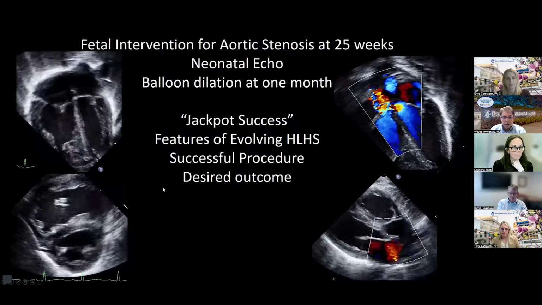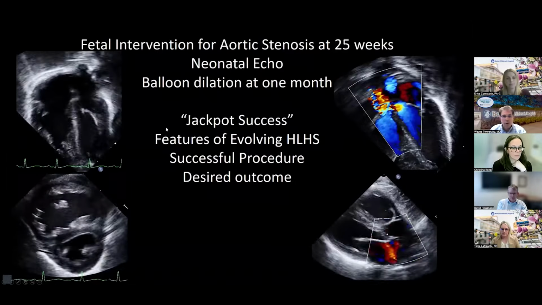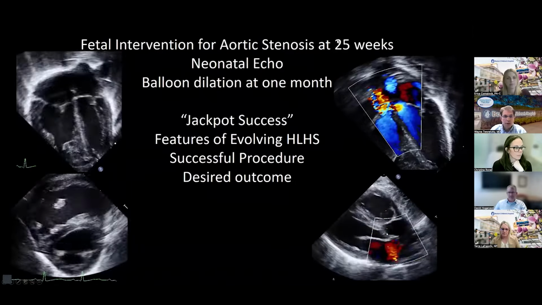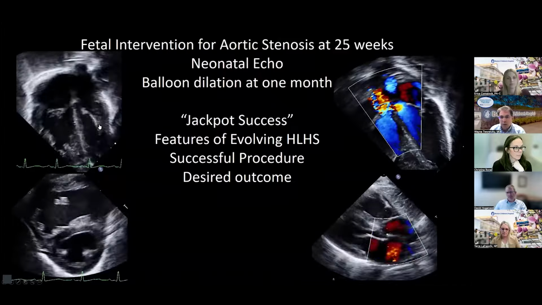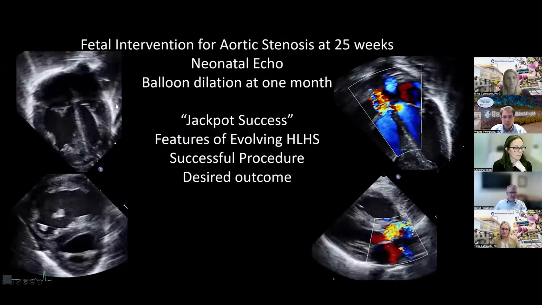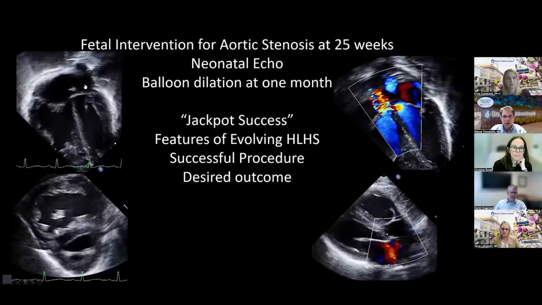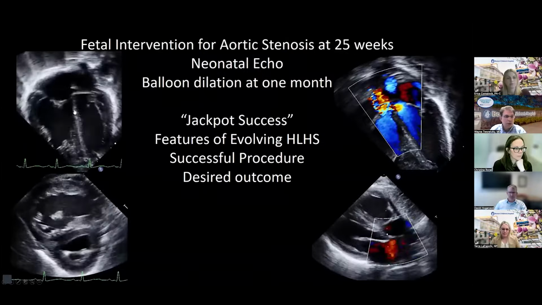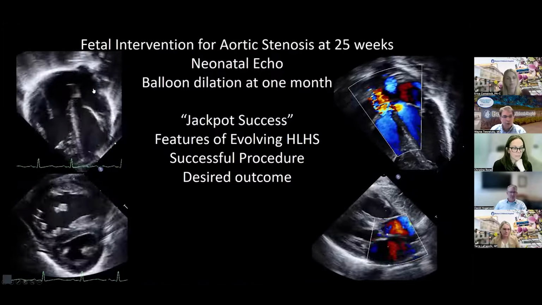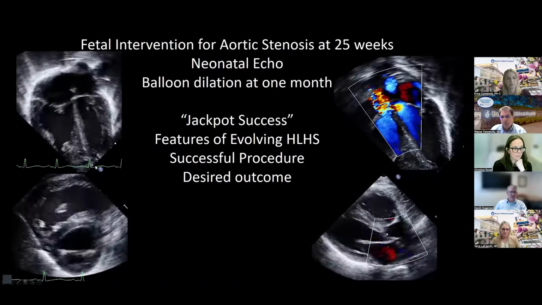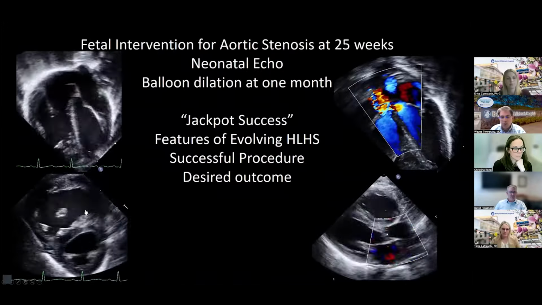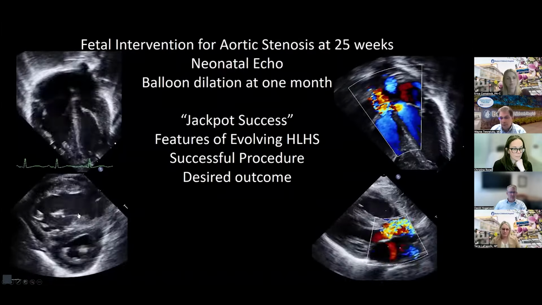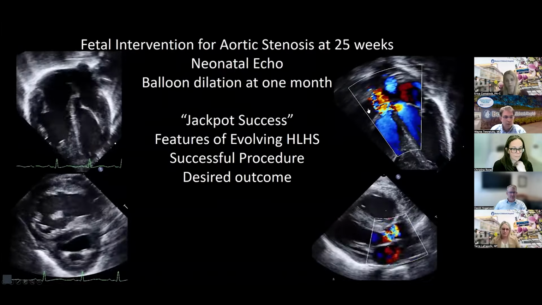But this example that I'm showing you, and of course I'm showing you a good example, not all of them end up this way, is what we'd call a jackpot success, meaning the baby was headed to hypoplastic left heart, the procedure went well, and we had the desired outcome. So we have many patients like this, but unfortunately not all do end up like this. And so we continue to learn about the procedure, about patient selection, and obviously to always do better for our patients.